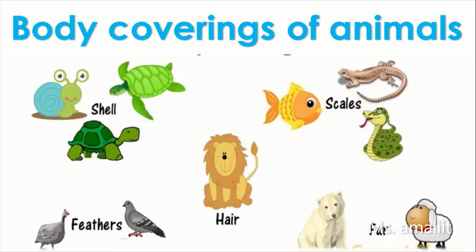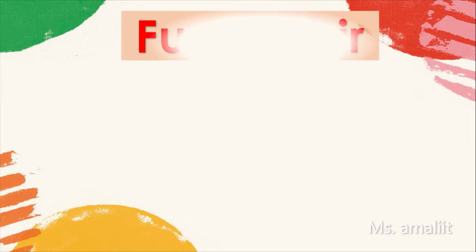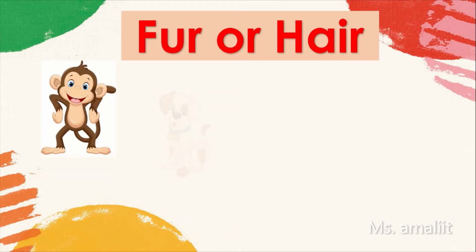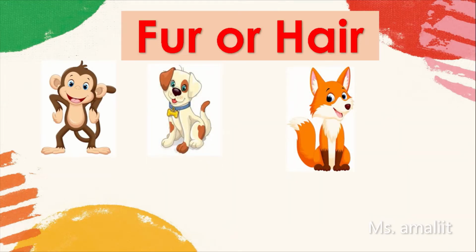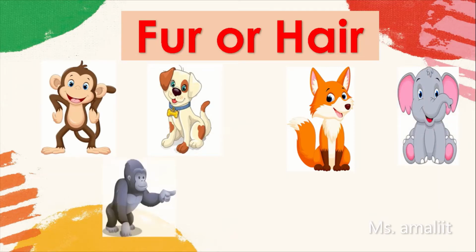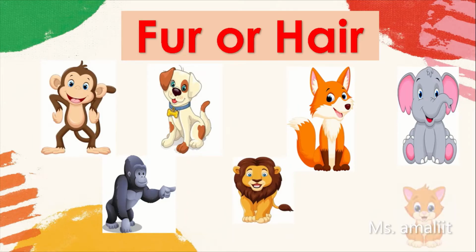Animals have different body coverings, and some animals are covered with fur or hair, just like monkey, dog, fox, elephant, gorilla, lion, and cat.